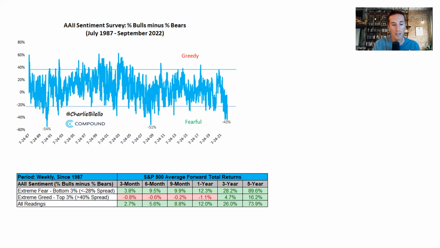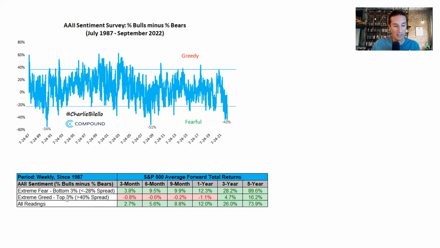And what does this mean for markets? Well, we always talk about tendencies, no certainties in markets, just tendencies. And what we have tended to see following these extreme bearish, extreme fearful periods is actually above average forward returns for stocks. Looking out 3 months through 5 years, we see higher than average returns, which is the opposite of what you tend to see when investors are extremely greedy.